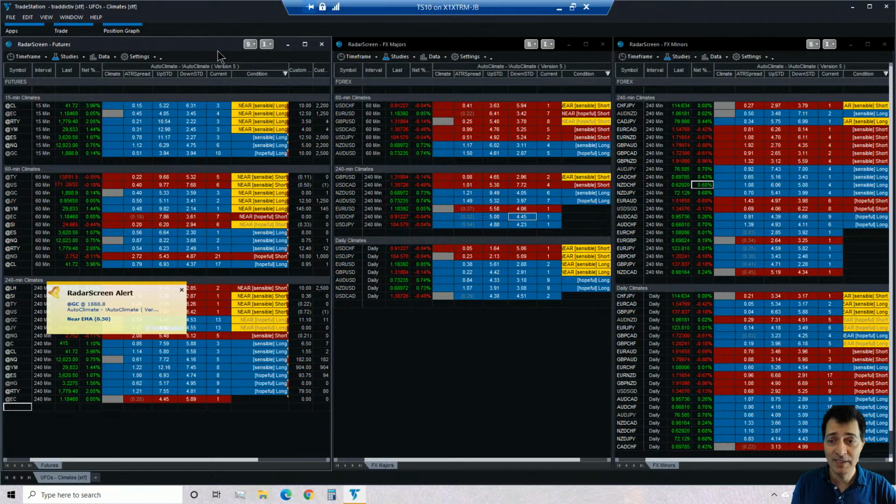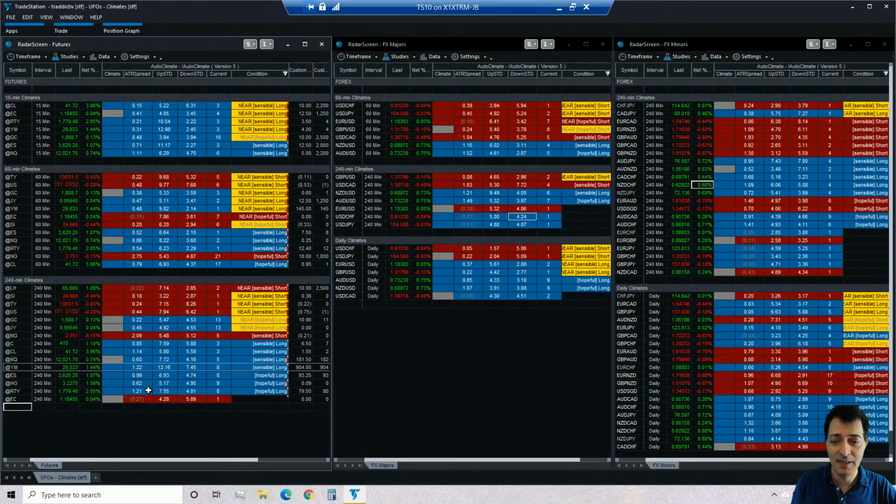And AutoClimate basically is a tool that tells you if it's sunny or rainy, meaning if it's time to be a buyer or to be a seller, assuming it's time to trade, because there are times where we have these gray boxes, for example. You can see those gray boxes here, which implies that the climate is not defined and therefore it's not even time to trade.